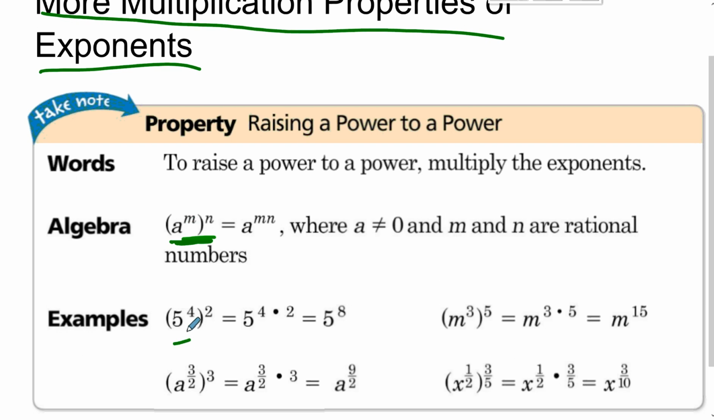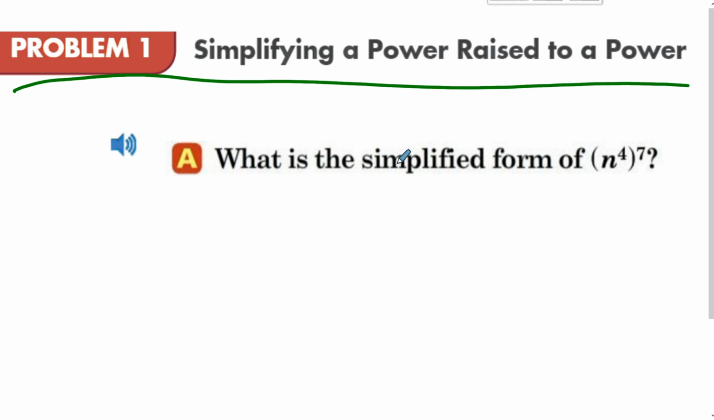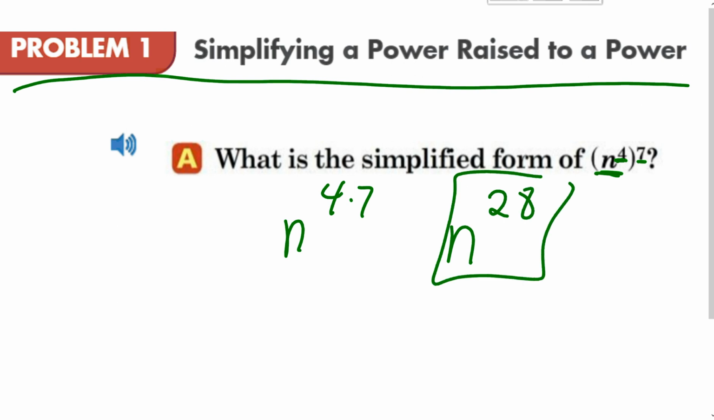Here's some examples. All right, so you can pause that and write it down if you don't have it in your notes already. Okay, so here's the first example. Go ahead and highlight that. And then here we go. So how do I simplify this? I have an exponent of 4 and an exponent of 7, and I'm raising a power to a power. So I just multiply my exponents. So n to the 28th. Go ahead and highlight that.